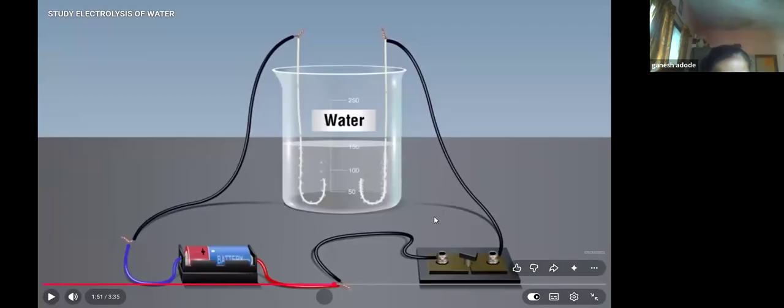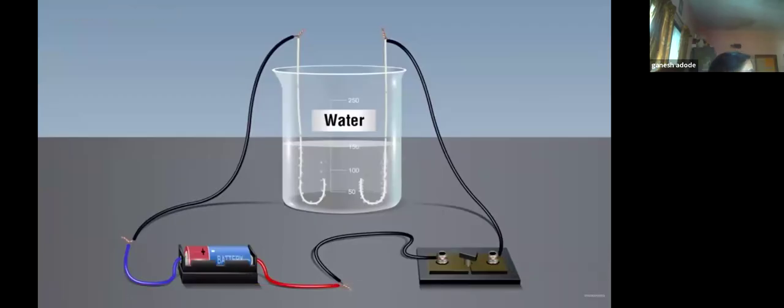Actually, electrolysis. Lysis means breaking. Breaking down the water into its elemental form. Whenever we are carrying out the electrolysis of water, water breaks down into its elemental forms, the hydrogen and the oxygen. From these 2 elements, water is formed.